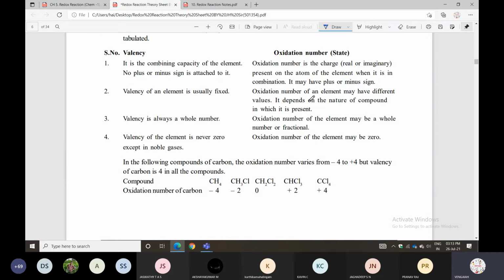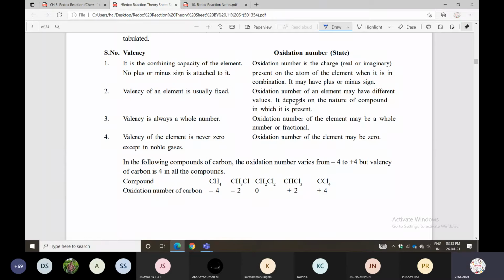The oxidation number may be a whole number or a fractional value, negative or positive. Any number is possible. The valency of an element is never zero except for noble gas elements, but the oxidation number of an element may be zero.